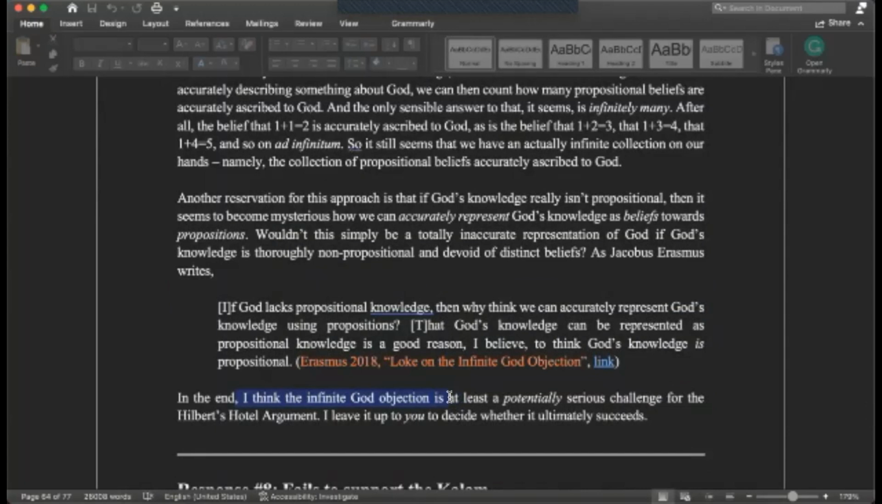In the end, I think the infinite God objection is at least potentially a serious challenge for the Hilbert-Totel argument, and I'm going to leave it up to you to decide whether it ultimately succeeds. You can actually let me know in the comment section if you think the infinite God objection succeeds.